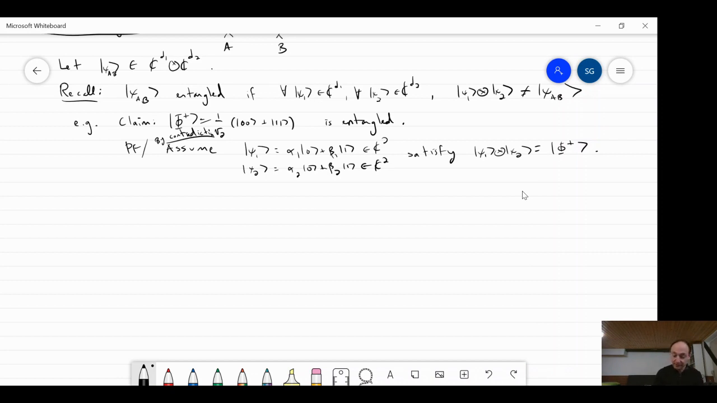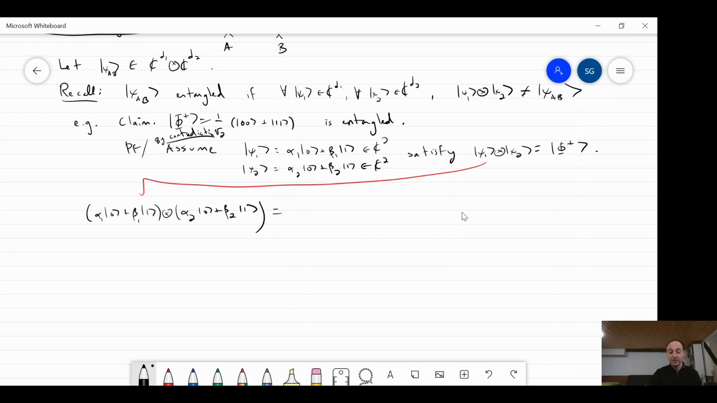Okay, so on the left-hand side, here's this. Let's just expand this out. This is alpha 1, 0, plus beta 1, 1, tensor alpha 2, 0, plus beta 2, 1. So let's expand this out. Again, you're going to have four cross terms. I'm going to combine first these two and then these two, and then I'm going to combine these two and these two.